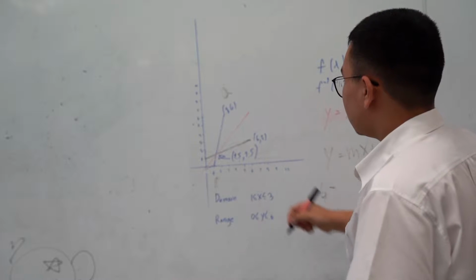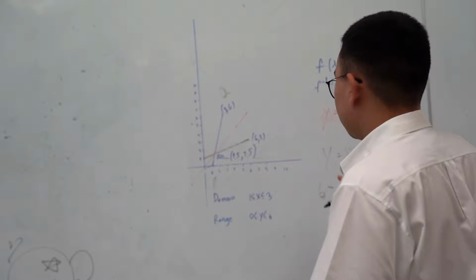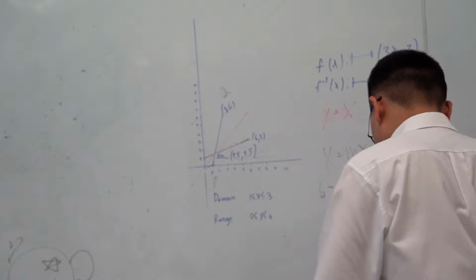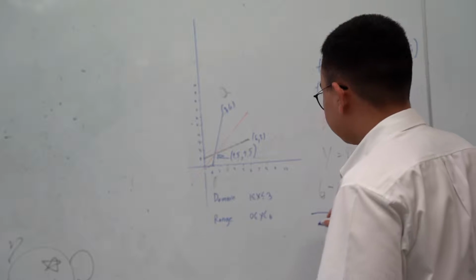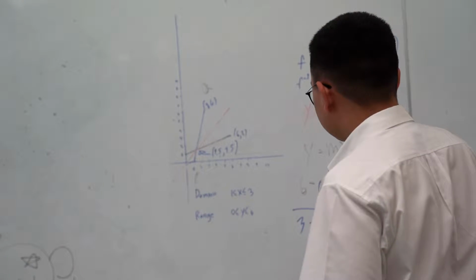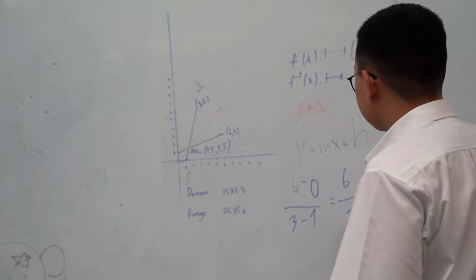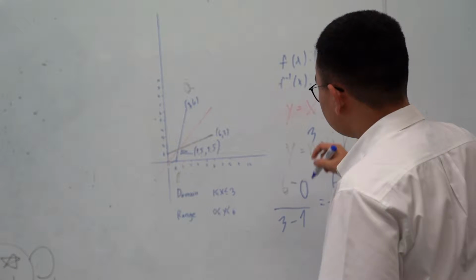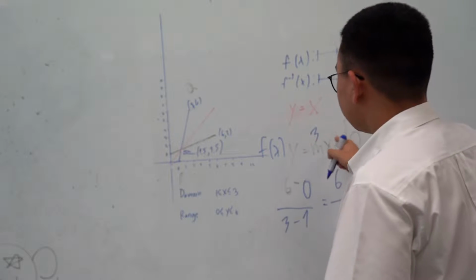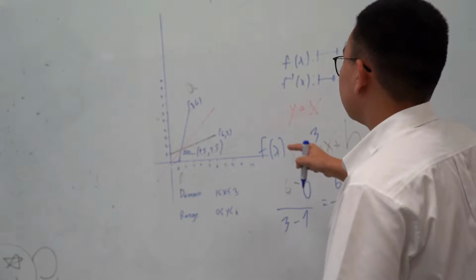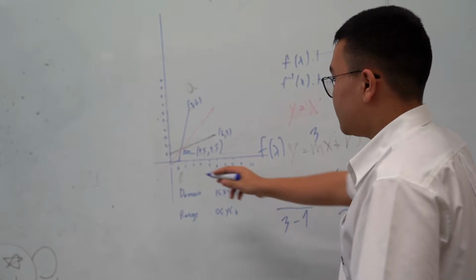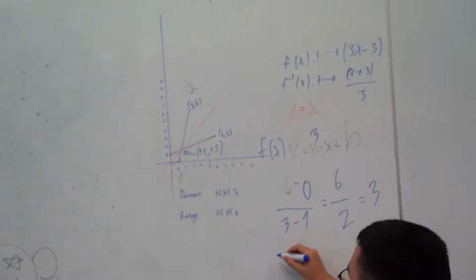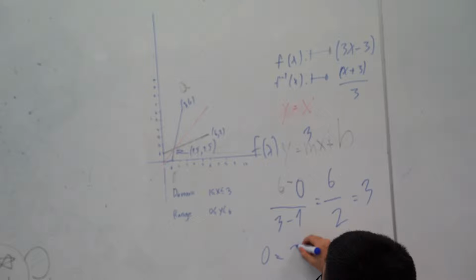we find the slope: 6 minus 0 over 3 minus 1, so it is 6 over 2, equal to 3. So m is 3 for f(x). Then we substitute the x and y. To make it easy, we substitute (1, 0) for point P. So it's basically 0 equals 3 plus b, so we get that b equals negative 3.